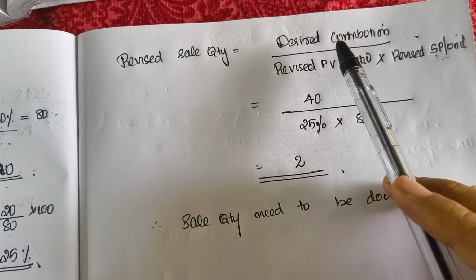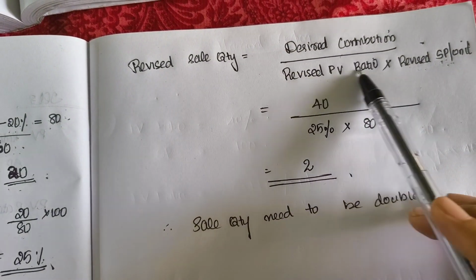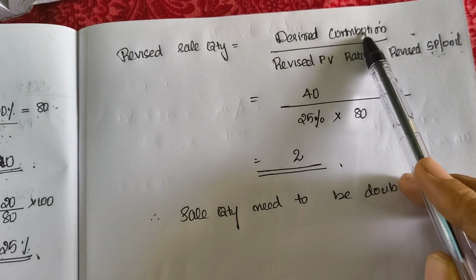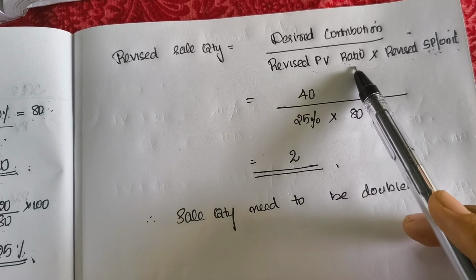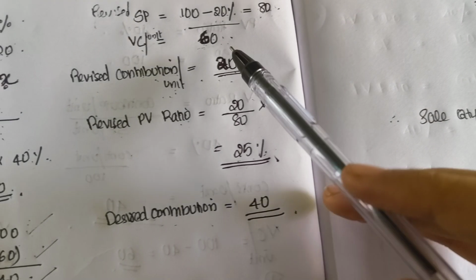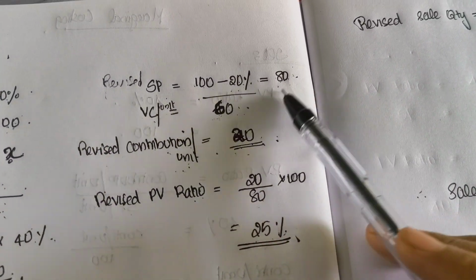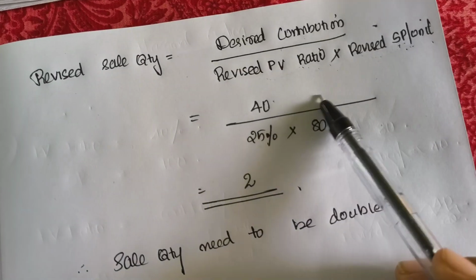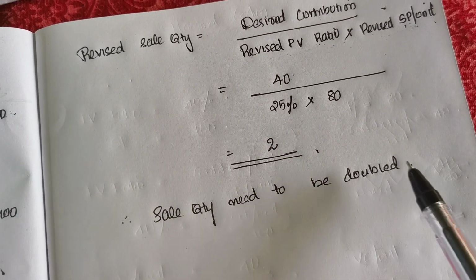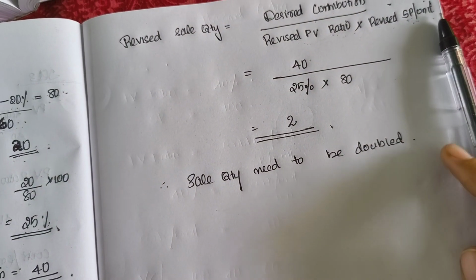Now we have to find the revised sale quantity. Revised sale quantity formula: desired contribution by revised PV ratio into revised selling price per unit. Desired contribution is 40, revised PV ratio is 25%, and revised selling price per unit is 80. Right, so by substituting we will get it as 2. So the sale quantity needs to be doubled. Hope it is clear.